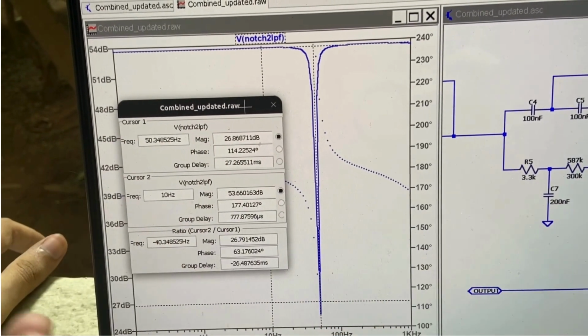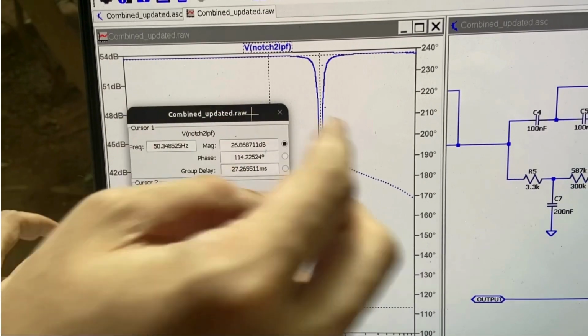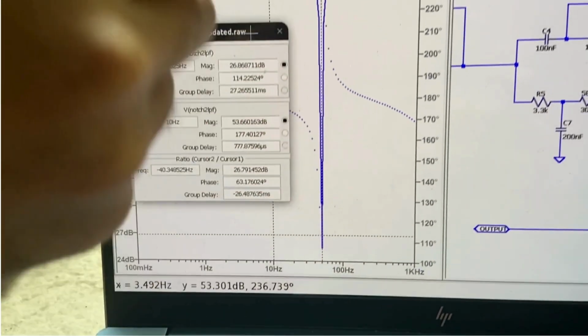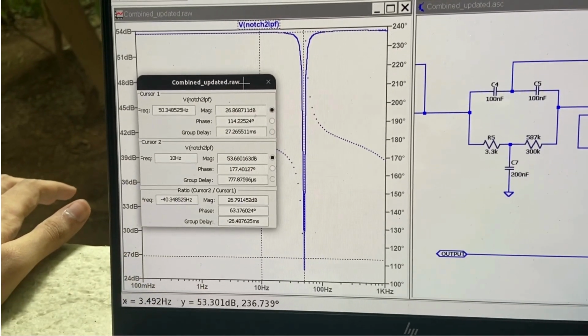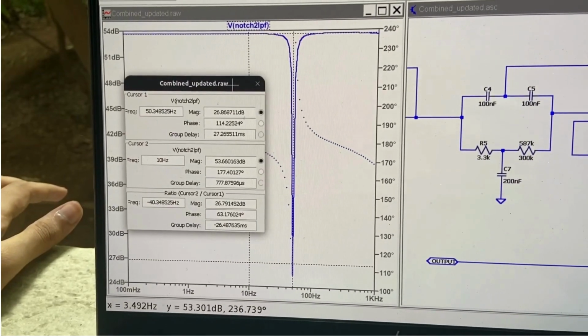Since the previous stage before this had a gain of 54, it is showing here as 54, and the notch here drops off to almost 24 decibels. It is actually an infinite notch, but since we are limited by the simulations, it shows somewhere around 24, but you can see the notch very clearly.